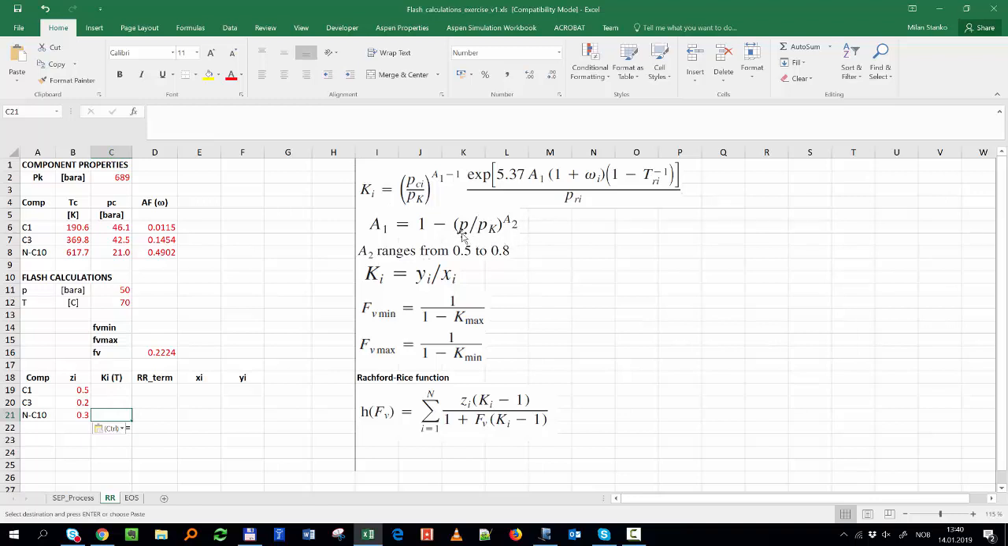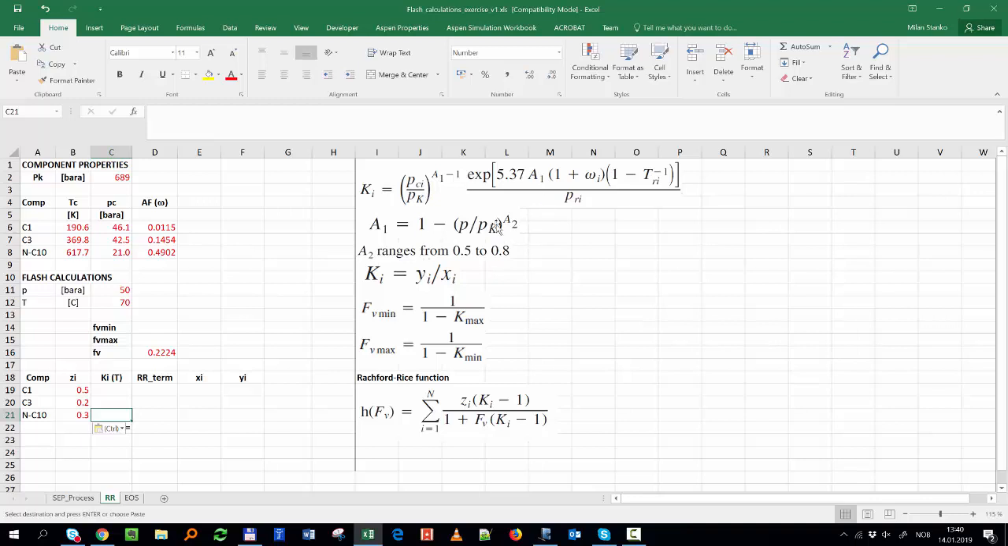So the expression is using the convergence pressure, and it's using the critical pressure of each component separately, which I have. It's using the omega, the eccentric factor, which is another property of the fluid of each component, which I have here. And the reduced temperature, what is it? It is the temperature divided by the critical temperature of the component. So it seems like I have everything I need to calculate K.